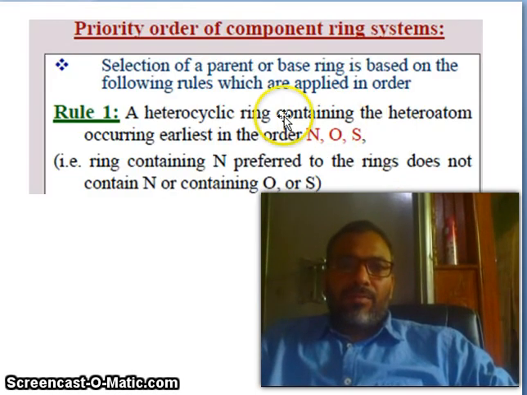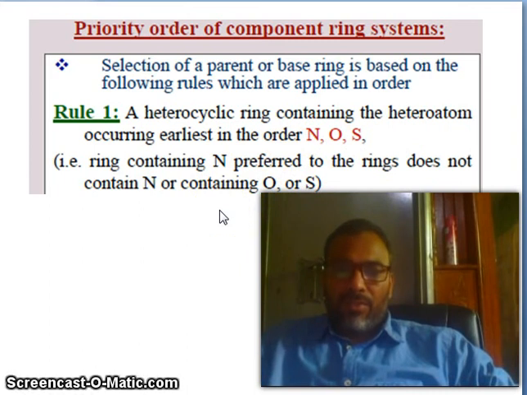Now the selection of the parent or base ring is based on the following rules, which are applied in order. A heterocyclic ring containing the heteroatom occurring earliest in the order N, O, S: nitrogen first priority, second oxygen. A ring containing nitrogen is preferred to a ring that does not contain nitrogen.